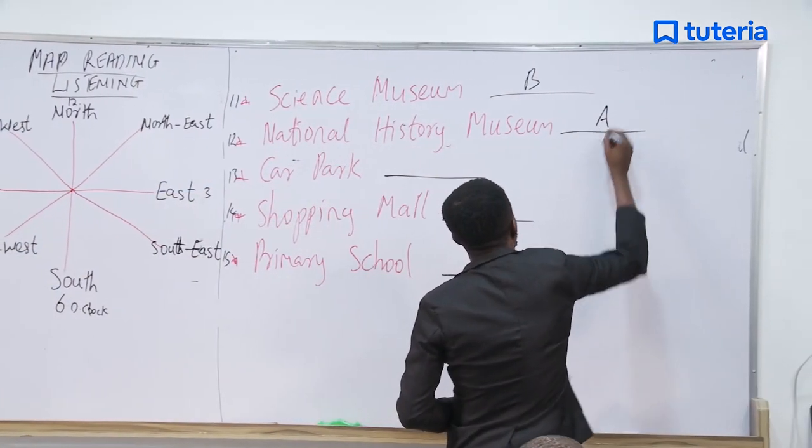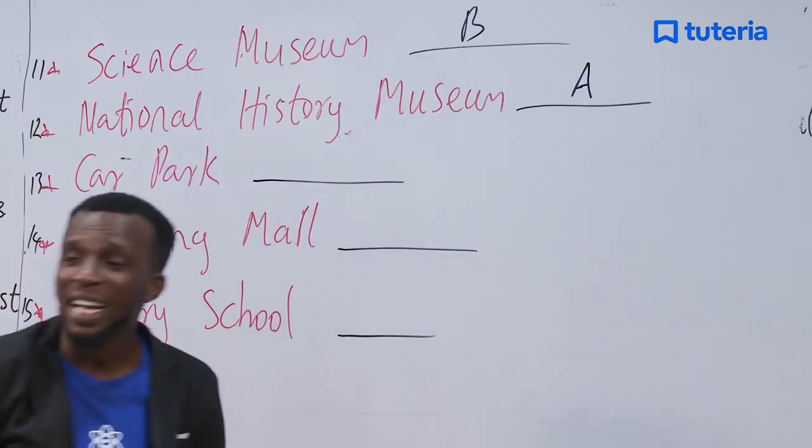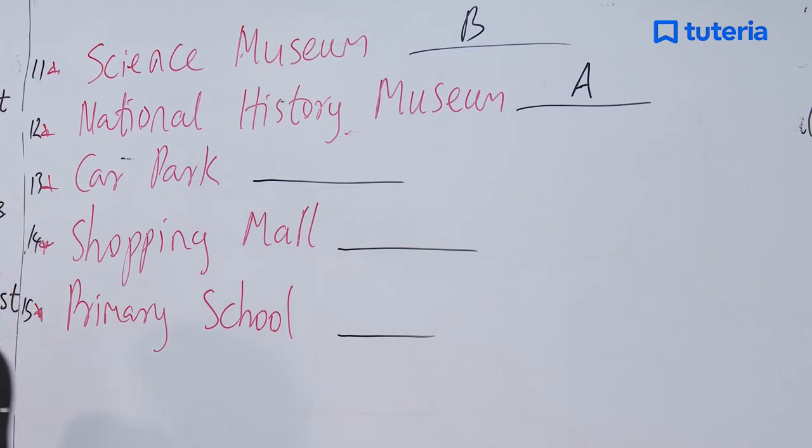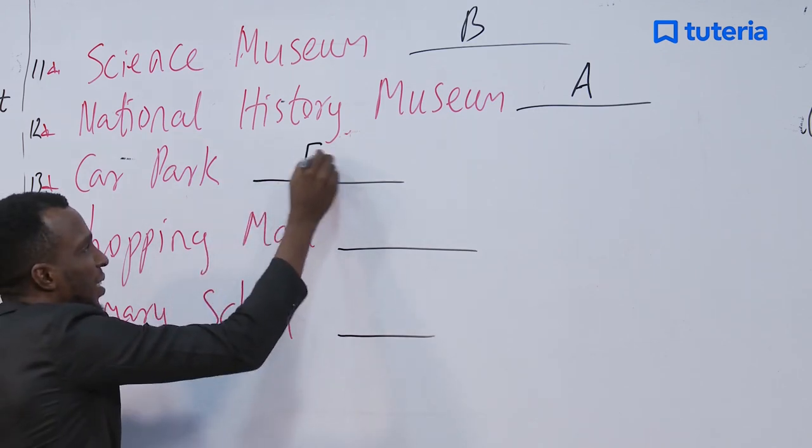All right, that's fine. Please note that your answer should be in capital letter, just like the way you saw it. West of what? Science Museum. Yes. Then car park, that's a bonus. Car park is what? E. That's a bonus, because IELTS will just provide a bonus for you.